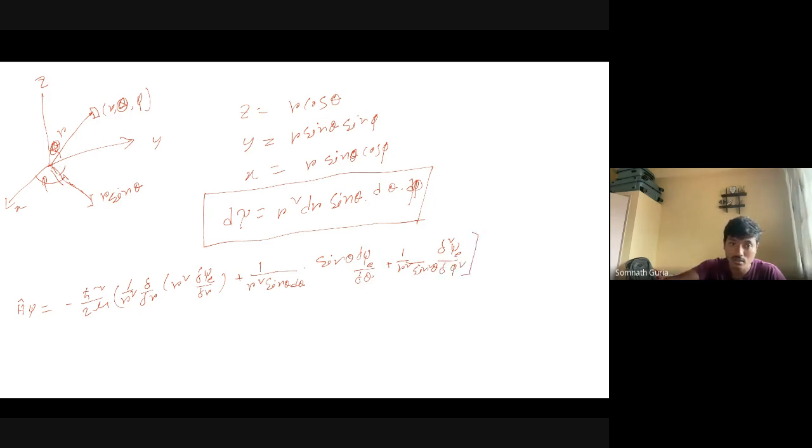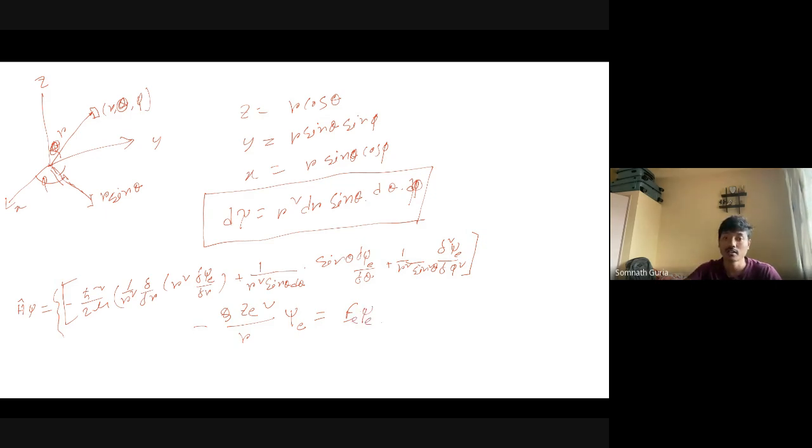This is the kinetic energy term. Here is the potential energy term. We have q z e square over the square root of x square plus y square plus z square, which right now becomes r, and we have psi equals E psi.